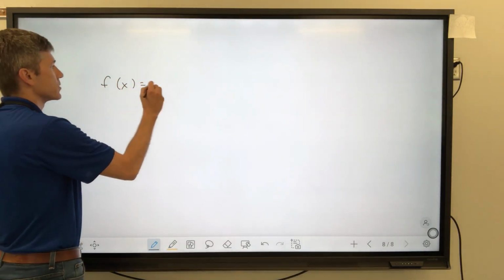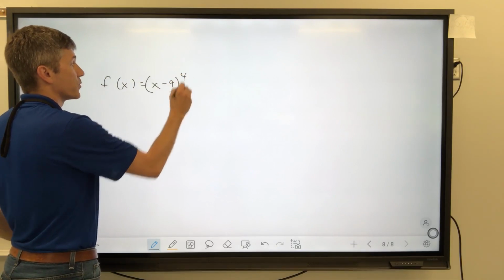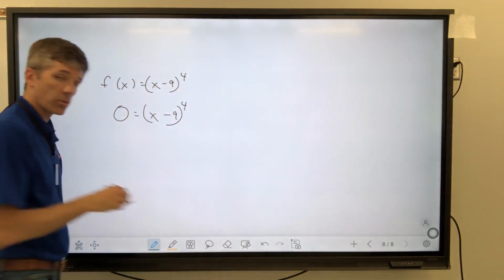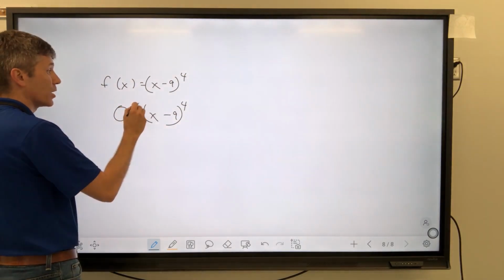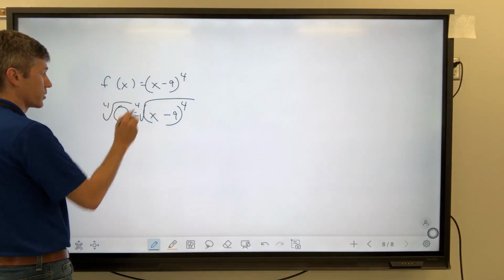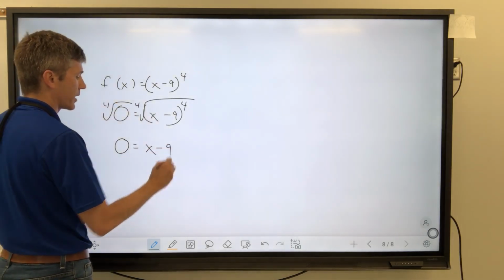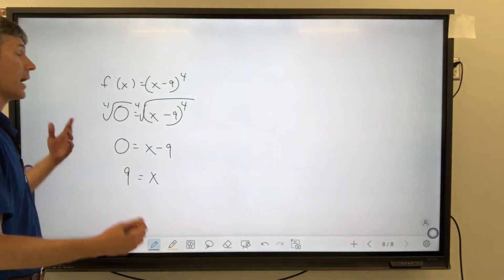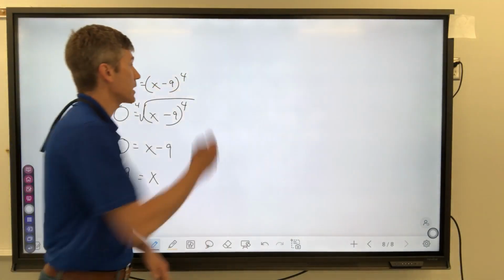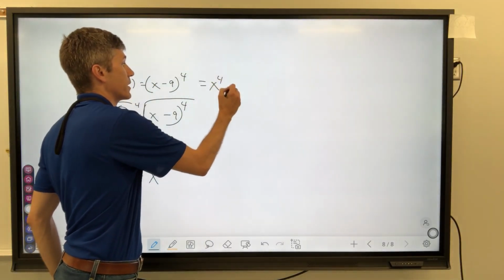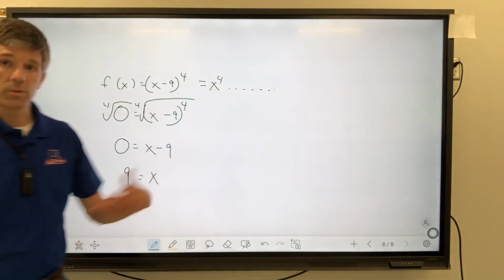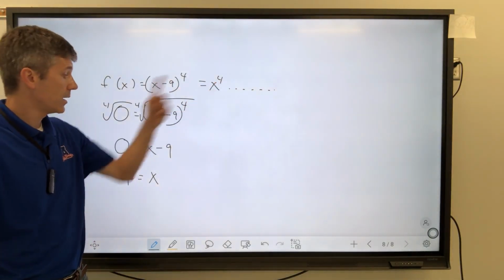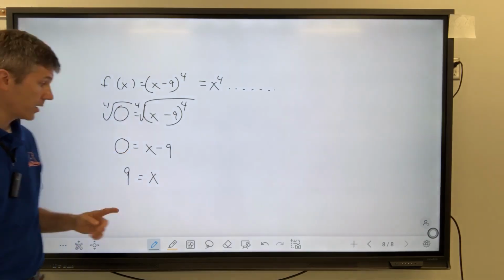f of x equals (x minus 9) to the 4th. 0 equals (x minus 9) to the 4th. We're going to undo the 4th power by taking the 4th root of both sides. The 4th root of 0 is 0. x minus 9 equals 0. x equals 9. You know where this is going. If I expanded the whole thing, I would have x to the 4th and then a lot of other terms, and I don't want that. I would look at it and just say, my degree is 4. I need 4 roots. There they are.